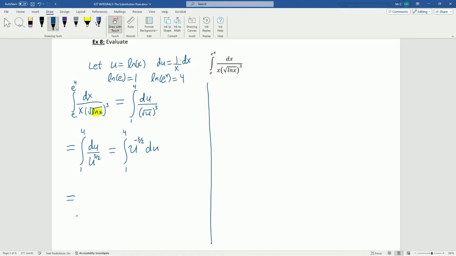And now I can take my antiderivative. So I add 1 to my power. That becomes u to the negative 1/2 divided by that new power, negative 1/2. I want to evaluate this from 1 to 4. Before I do that, I'm going to rewrite it a little bit further. Instead of dividing by negative 1/2, I'll write this as multiplied by negative 2. And instead of u to the negative 1/2 power, I'll write this as 1 over the square root of u. And then I'm going to evaluate that from 1 to 4.